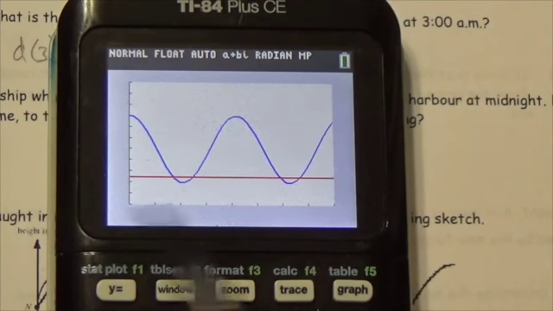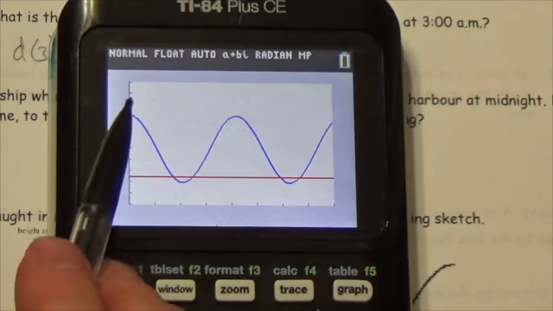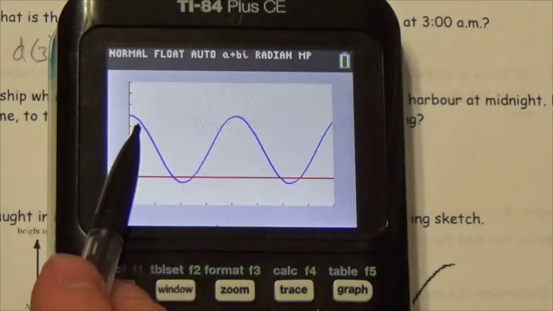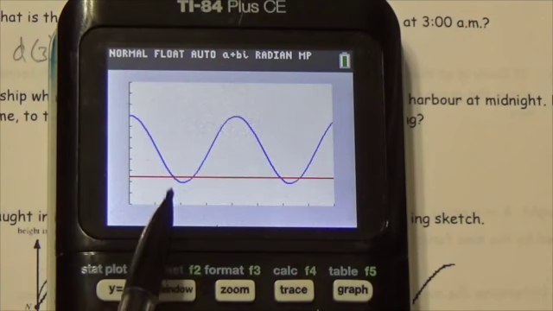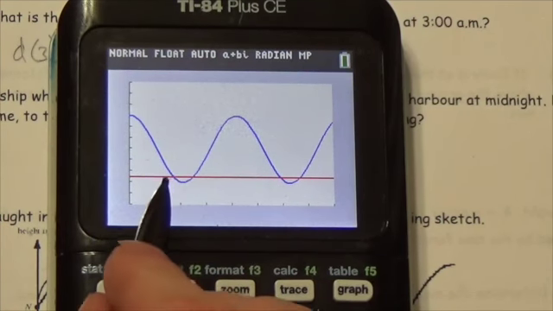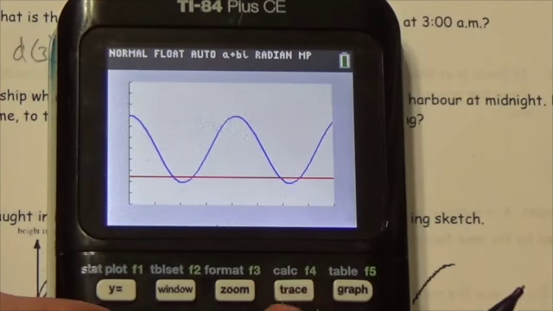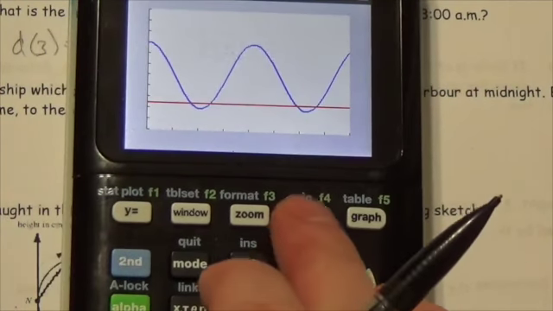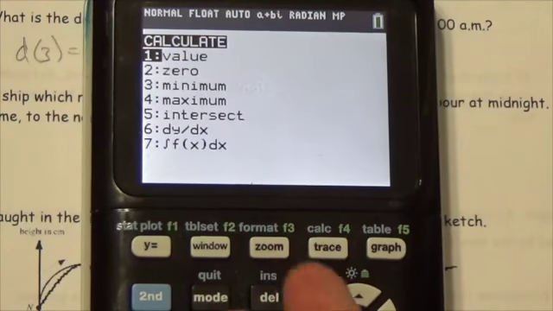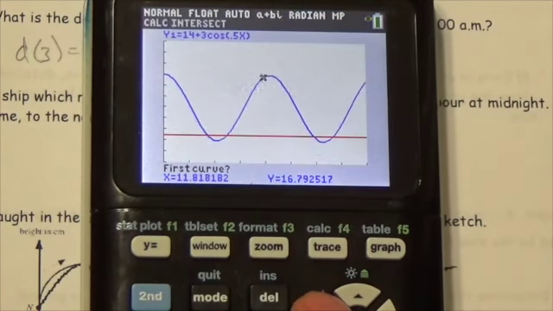So you've got the boat on here and the tide goes down. The boat has to leave before this time or else it's going to hit the ground here. So I need to figure out that point of intersection. So we press second trace to get into our calc menu here, and I'm looking for that point of intersection. Press enter, that's number 5. And I'm going to move that cursor close to that point of intersection right there. It doesn't have to be right on top of it, but it's got to be close to it. Press enter because I'm on the first curve.